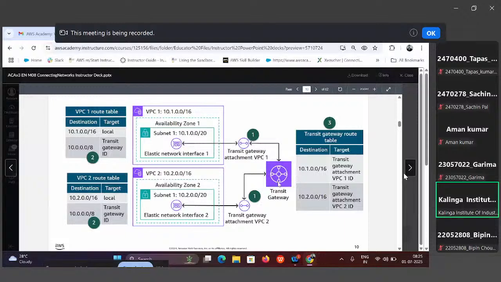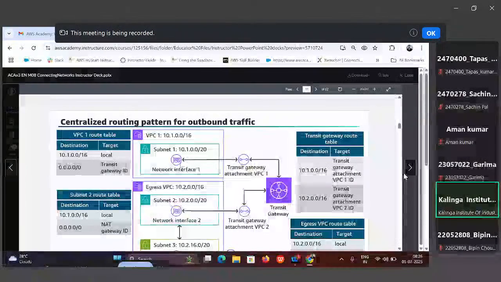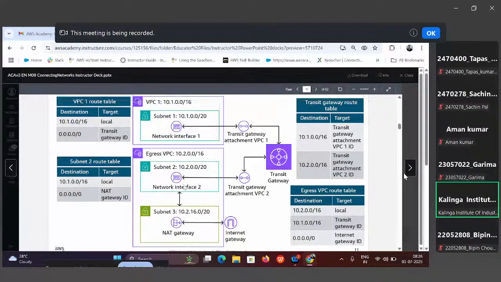So here, basically, the transit gateway is helping to connect different zones' VPCs, different VPCs, you can say. In this case, your information will be flowing both ways, like an arrow. You can understand it as from this side to this side or this side to this side. Both-way communication will be done. Similarly, you can use the centralized routing pattern for outbound traffic.